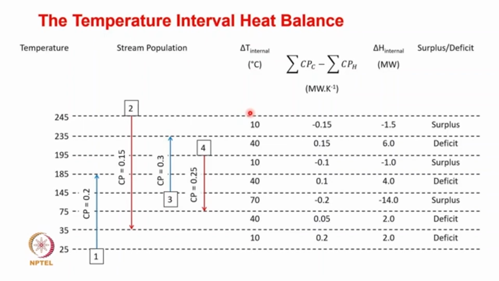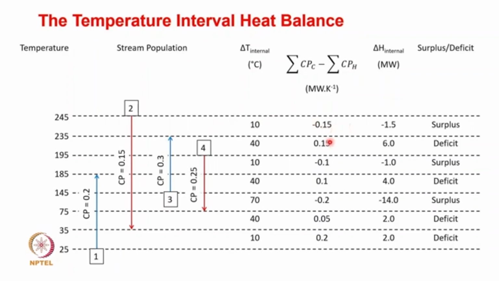So next is computing the delta CP differences. So how do we compute it? Just look here. The CP here is the summation of the CP cold minus the summation of the CP hot. But in this particular interval, you can see it is only the hot stream with a CP of 0.15. So there is no cold stream here. 0 minus 0.15, you will get 0 minus 0.15.